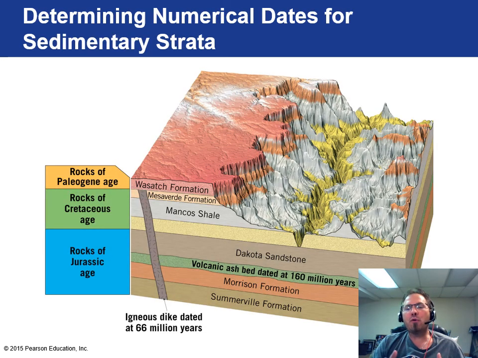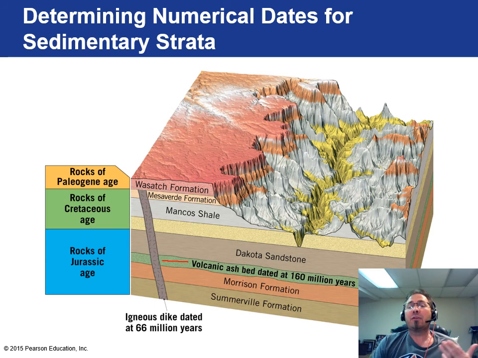So there are a few ways of at least getting some type of numerical date for sedimentary strata, and that usually involves some type of igneous event. And what do I mean by that? So we have the volcanic ash bed here in green. The volcanic ash has the atoms needed to get a radiometric date. So it was dated at about 160 million years ago.